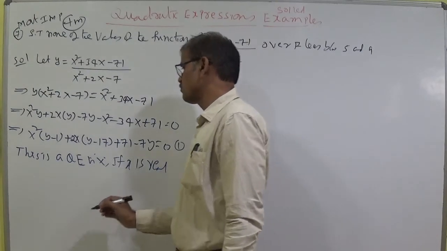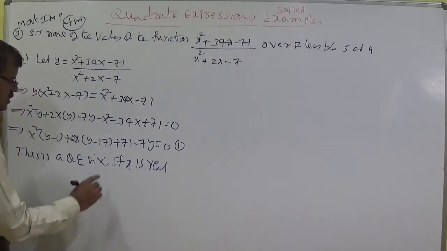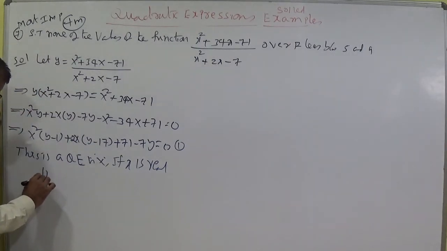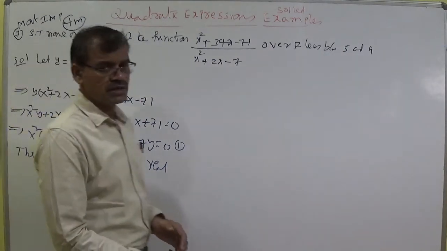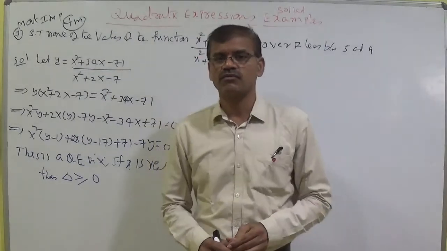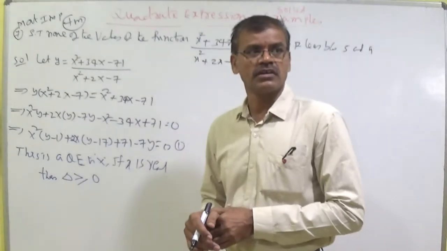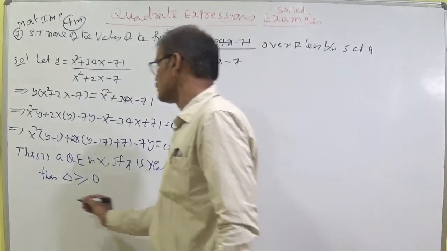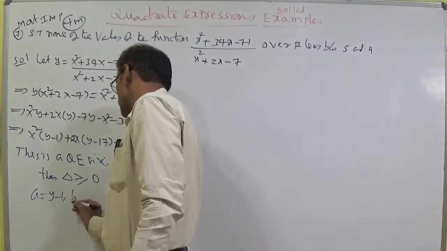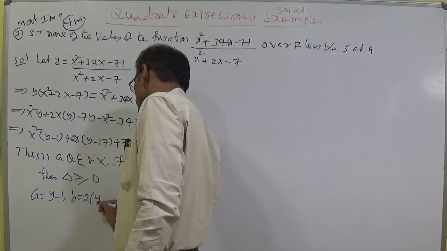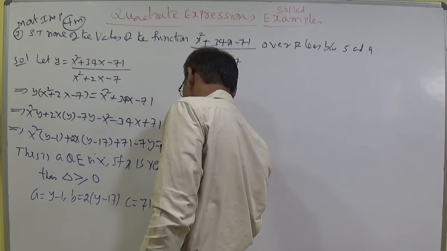If x is real, the full expression is a real valued function. According to quadratic equation theory, if x is real, then the roots of the quadratic equation are real, using the concept that delta is greater than or equal to 0. Now I am writing here a is equal to y minus 1, b is equal to 2 into y minus 17, and c is equal to 71 minus 7y.